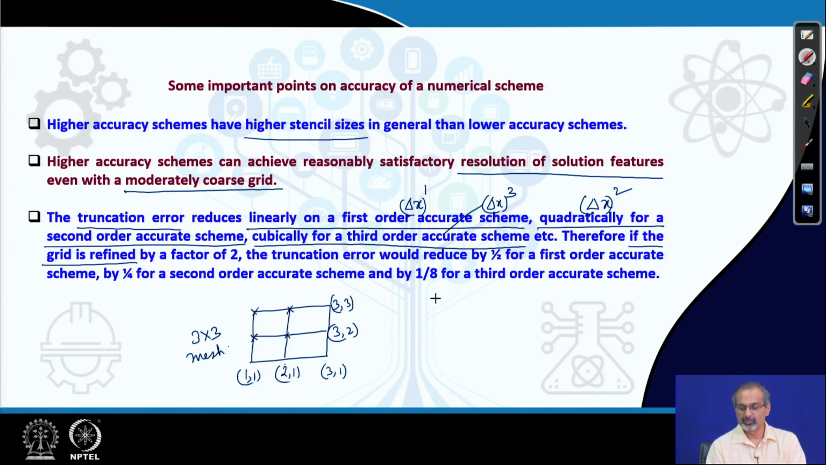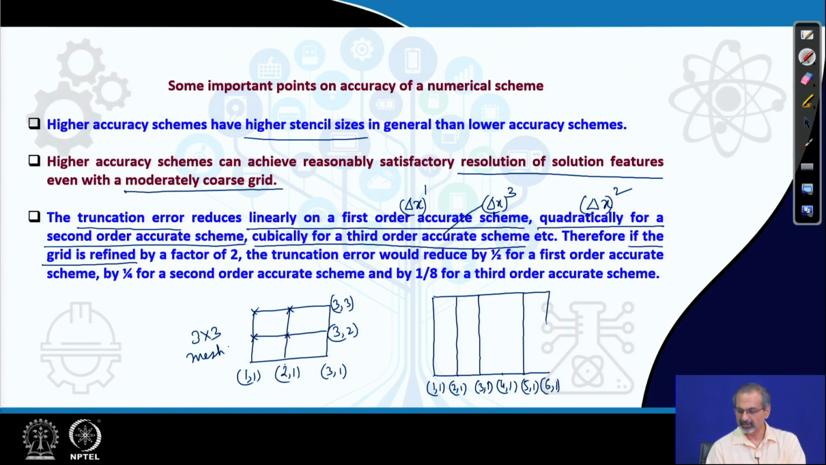Now, let us say you make it a 6 by 6 mesh. That means, you are doubling your mesh size. So, now you have 1,1, 2,1, 3,1, 4,1, 5,1. Let us add one more level here. So, that makes it 6,1.